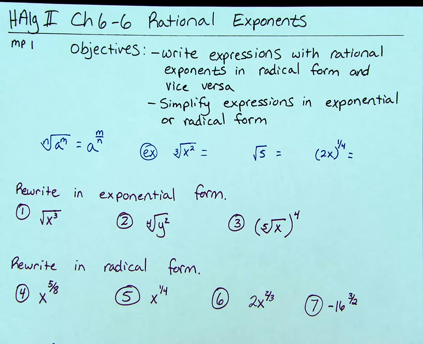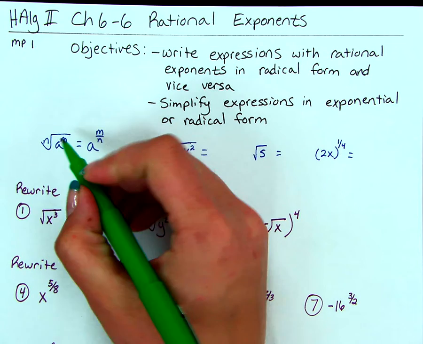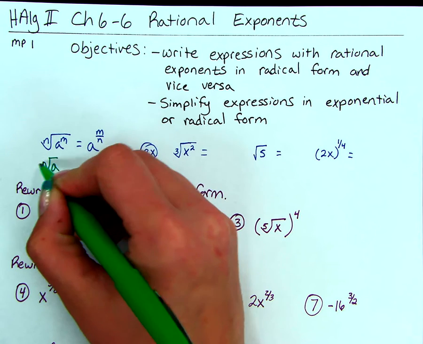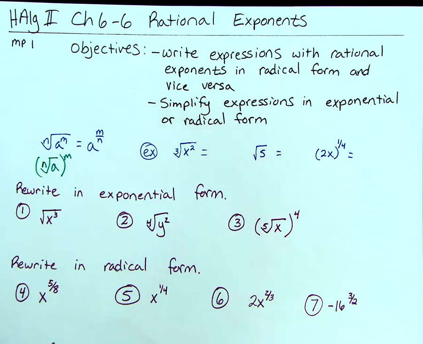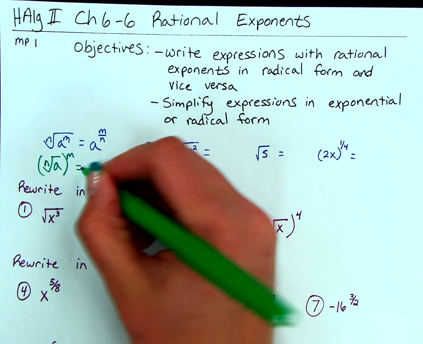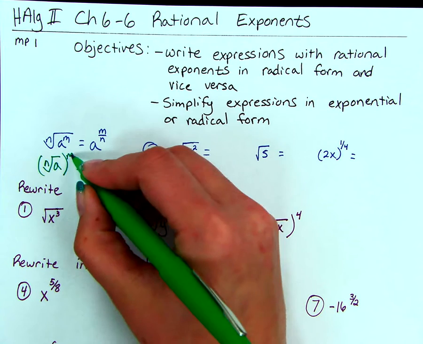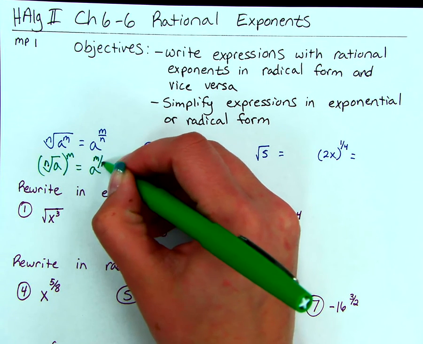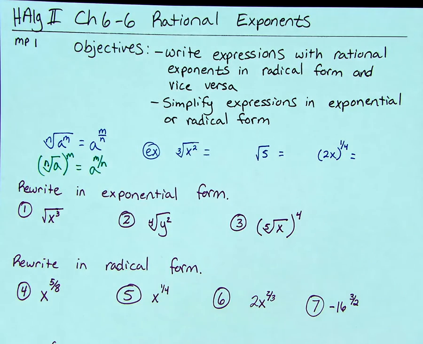And keep in mind that if the power is on the outside, so if we had the nth root of a, and then in parentheses to the m power, this is still going to be a to the m over n. So it's always the power over the root.